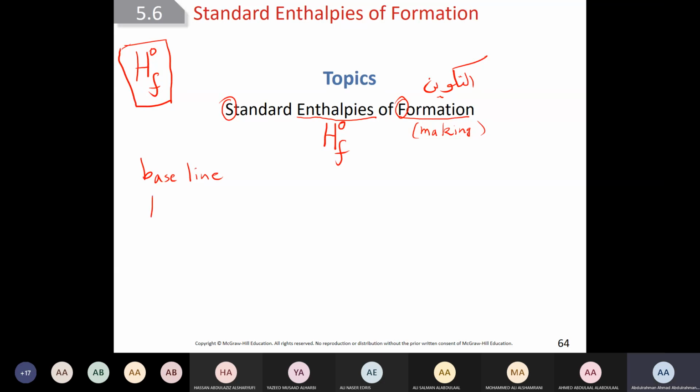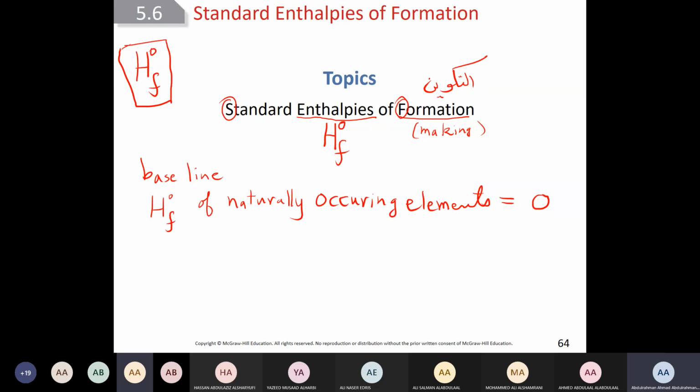But now, as a baseline, the standard heat of formation of naturally occurring elements is equal to 0. Clear? This is the baseline. This is where we start.